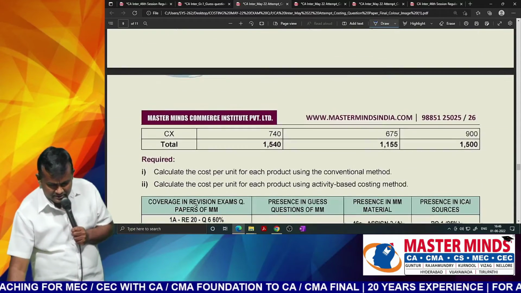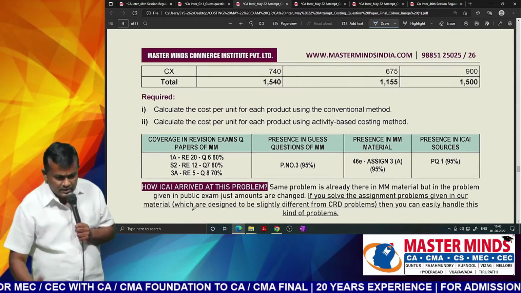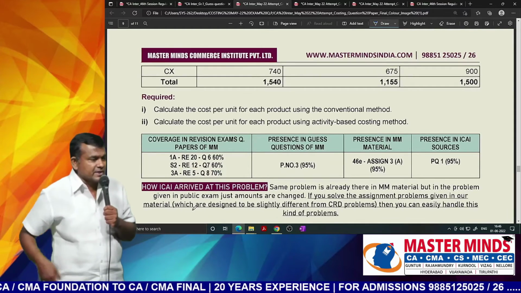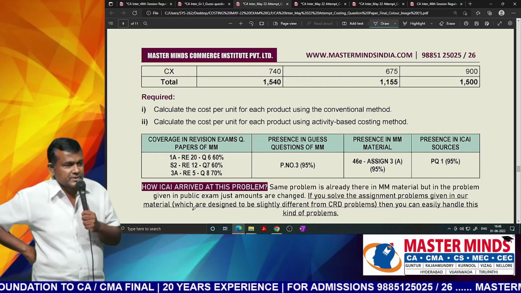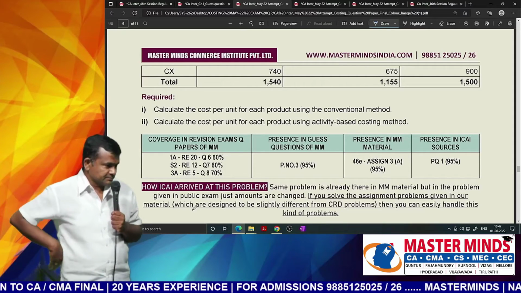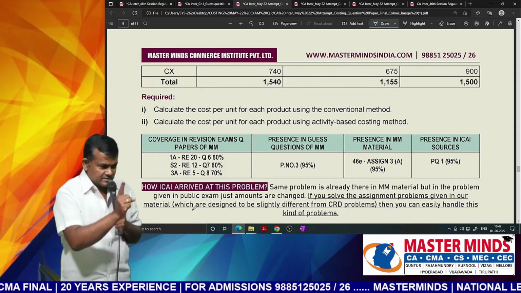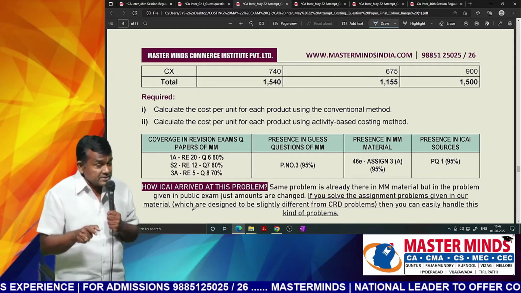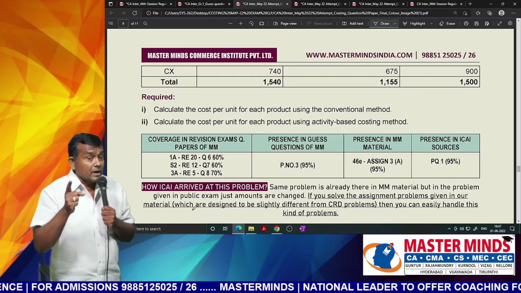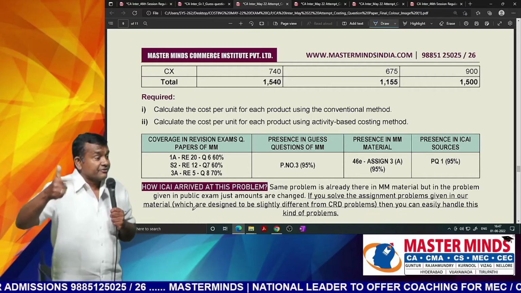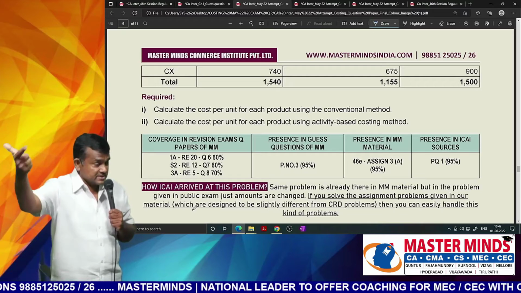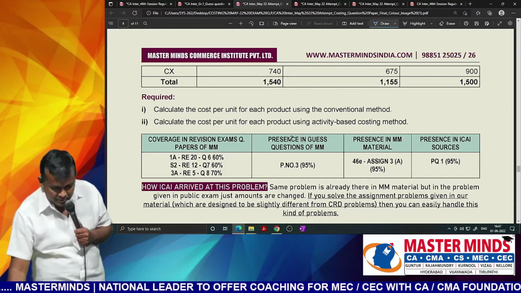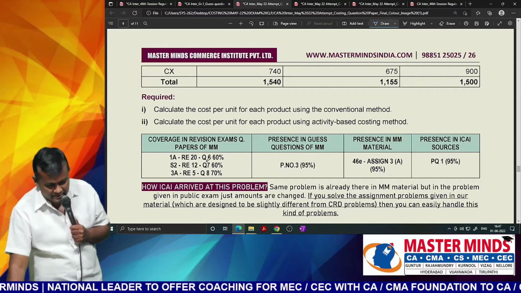So what they are asking in this question: calculate the cost per unit of each product using the conventional method, meaning the traditional method. Traditional method means first we have to calculate the rate. All overheads vary with a single driver in the conventional method. Under the ABC method, overheads can be divided into different activities, and each activity is assigned a single driver. Next, calculate the cost per unit of each product using the activity based costing method.